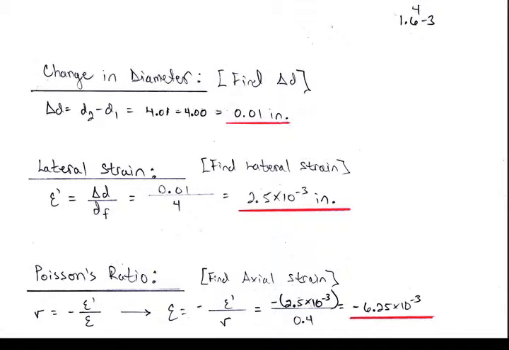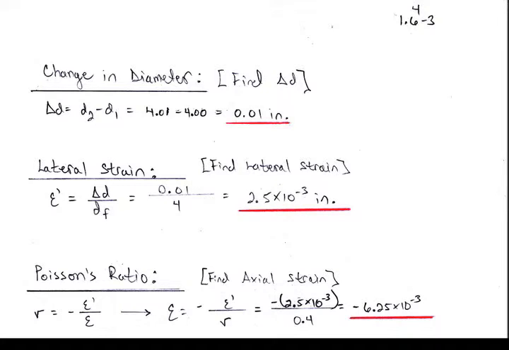You can see on the screen the first thing we need to do is find the change in diameter, which is just subtracting the second diameter from the first diameter, which leaves us with 0.01 inches. And then we are going to find the lateral strain by using that change in diameter over diameter 1. We've got 0.01 over 4, which gives us 2.5 times 10 to the minus 3. And then we're going to be able to plug that in to Poisson's ratio.